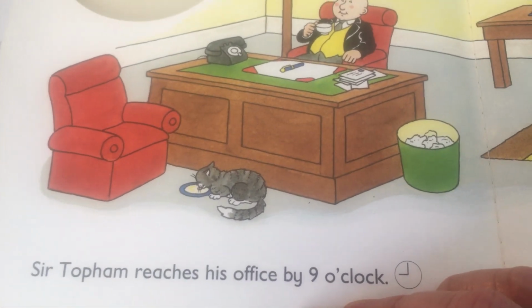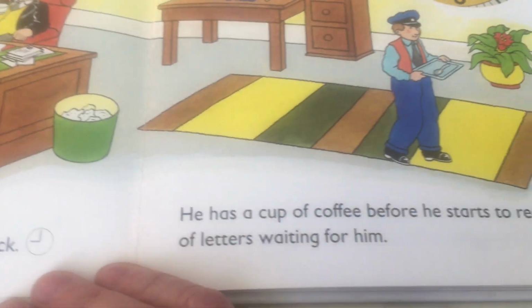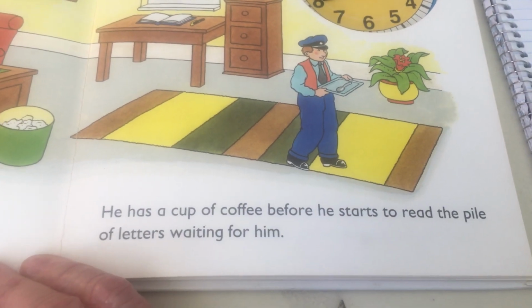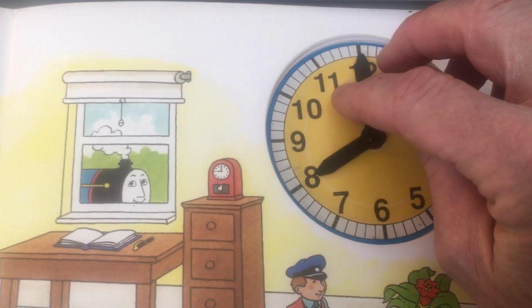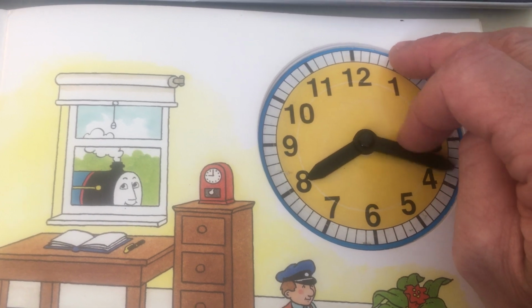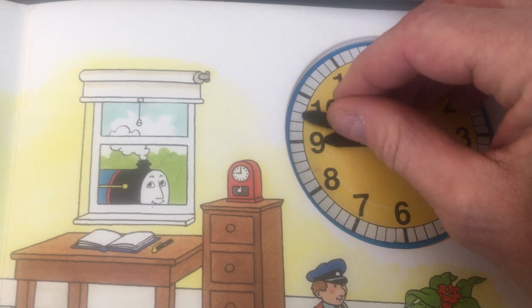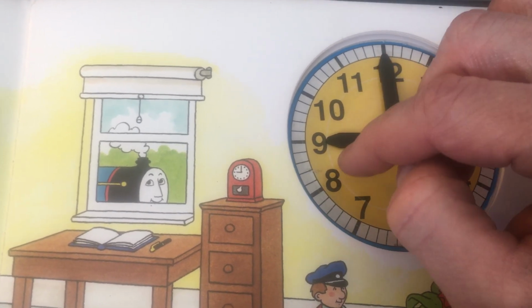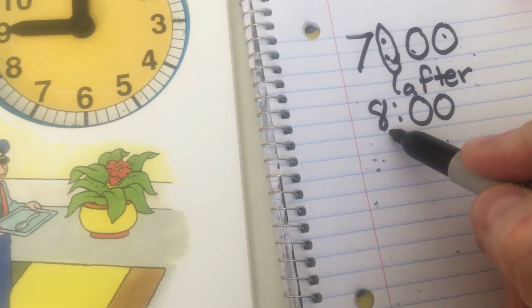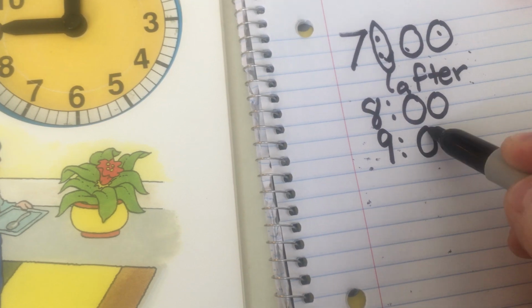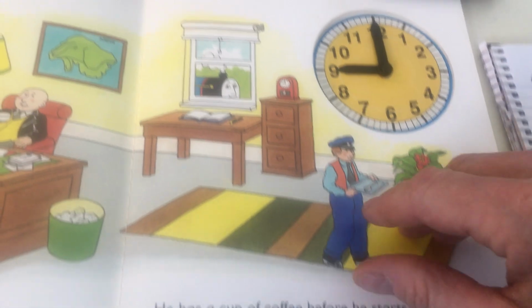Sir Topham reaches his office by 9 o'clock. He has a cup of coffee before he starts to read the pile of letters waiting for him. Oops, that's 8 o'clock. So in the time that he was on the train, the big hand moved all the way around. And he gets to the office at 9 o'clock. So the little hand's on the 9. 9 o'clock is when it's 0 minutes after 9 o'clock. Okay.